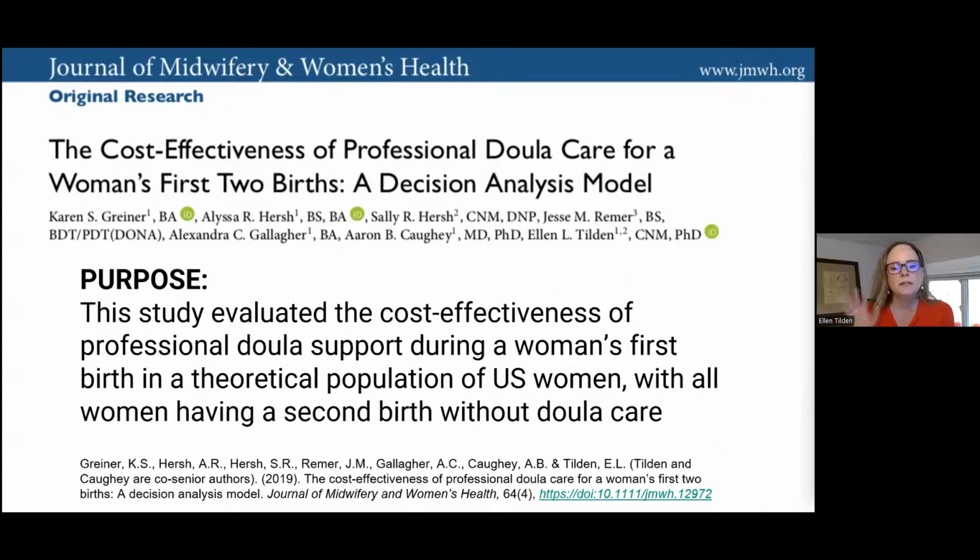Something new about this modeling approach is that we structured it to better reflect average population events. So most US women who birth have two children, but prior childbearing cost effectiveness analyses only model costs and outcomes over one pregnancy and birth. So by choosing to model cost and outcomes of doula care over two births, it helped us better estimate both the lifetime impact for the average US birthing individual, as well as a population level impact.